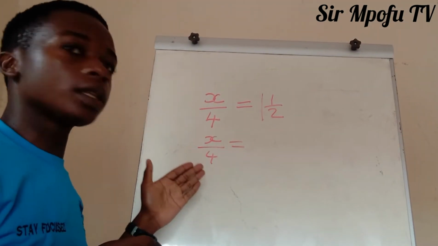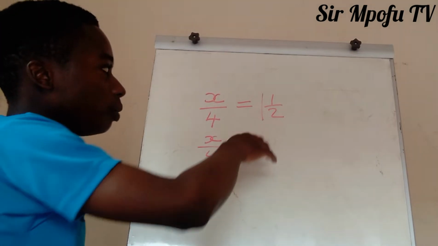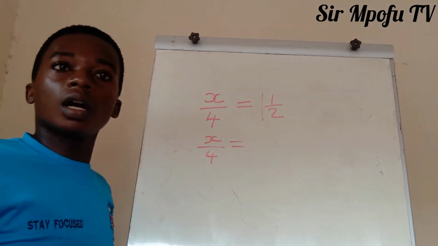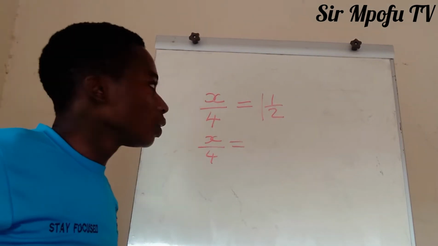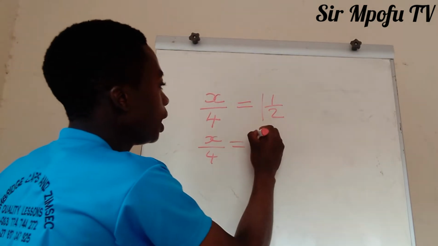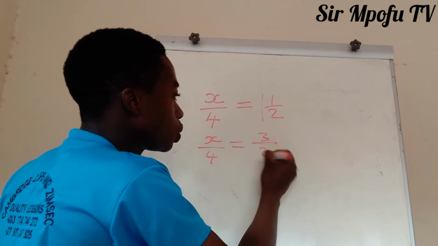How do you get an improper fraction this side? You can't tell me that you don't know this, because this is primary stuff. 2 times 1 plus 1. Yes, 2 times 1 plus 1, then it would be 3 over 2, like this.